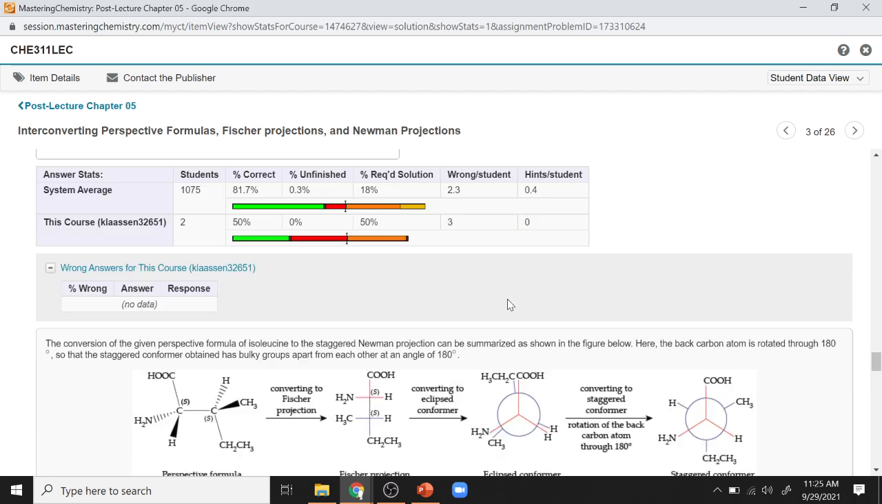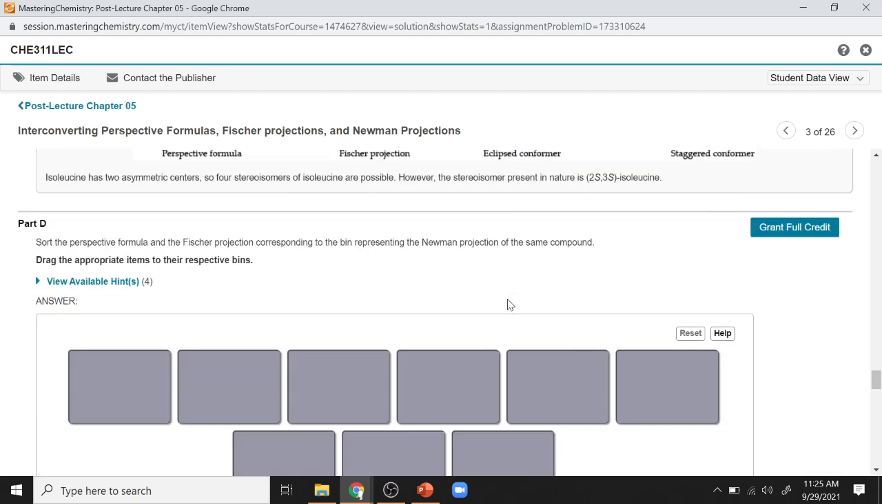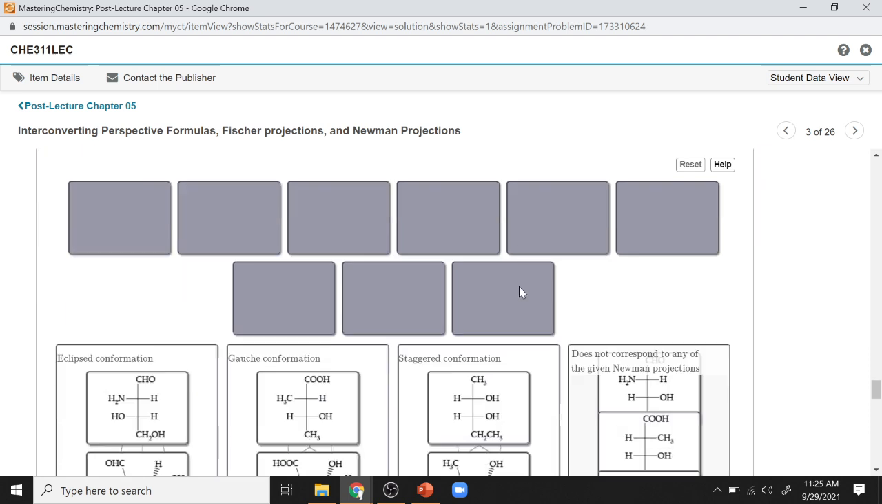Okay, you said D? All right. So sort the perspective formula and Fisher projection corresponding to the bin representing the Newman projection of the same compound.